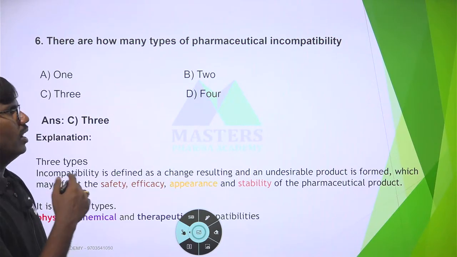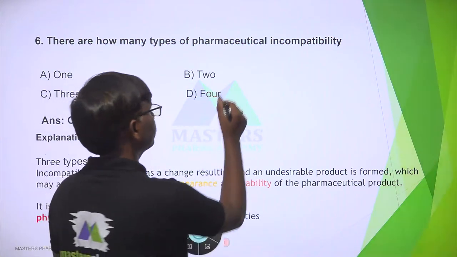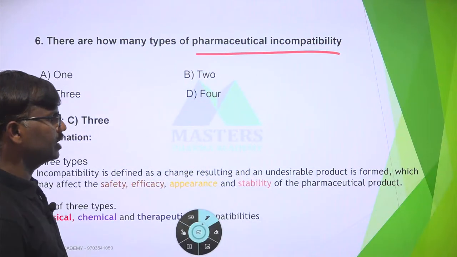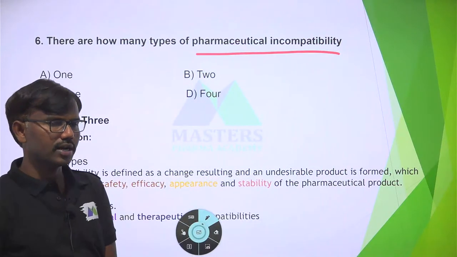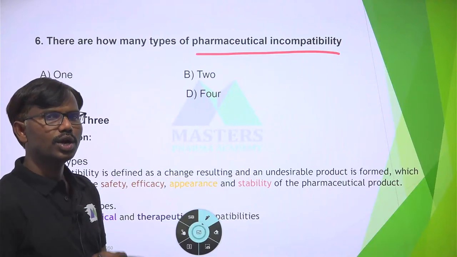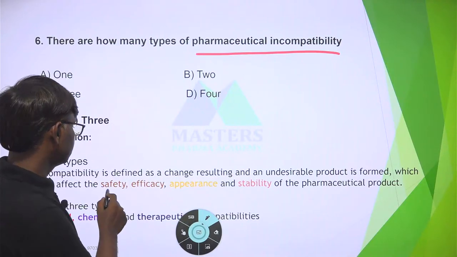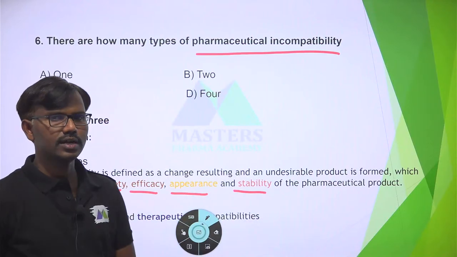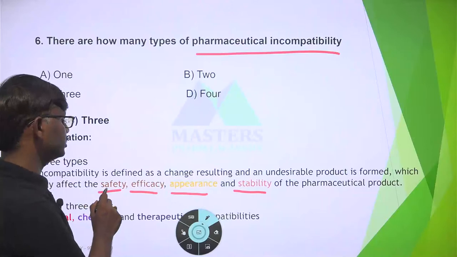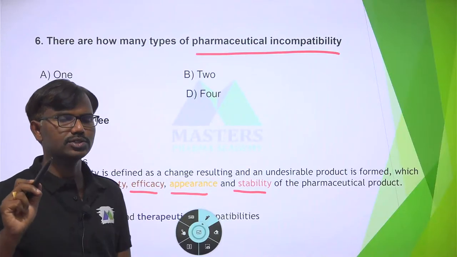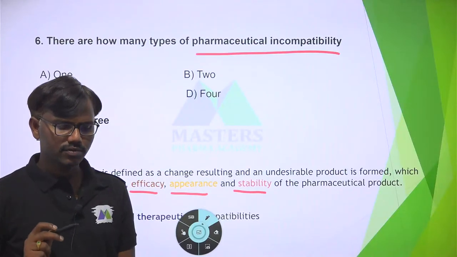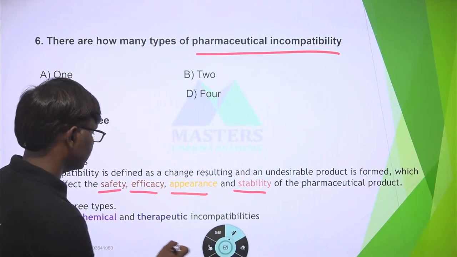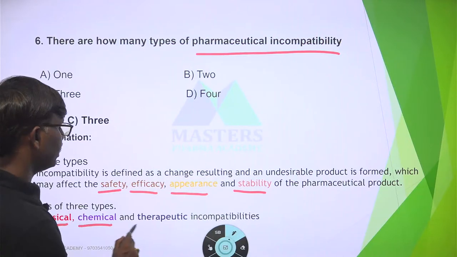So here, what is the meaning of incompatibility? Pharmaceutical incompatibility will make the pharmaceutical product undesirable. It will affect the product's safety, efficacy, appearance, and stability. That is pharmaceutical incompatibility, right? There are different types as we discussed: physical, chemical, and therapeutic.